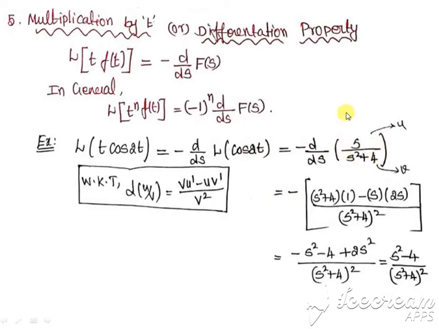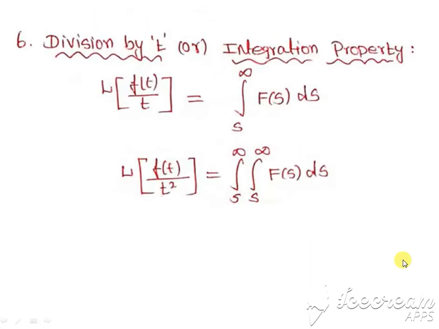So again we need to differentiate this one. For that we are using the differentiation of u by v formula. The derivative of u by v is (v u dash minus u v dash) by v squared. While applying this and simplifying, we get (s squared minus 4) by (s squared plus 4) the whole squared.